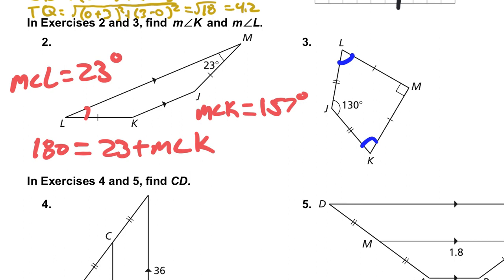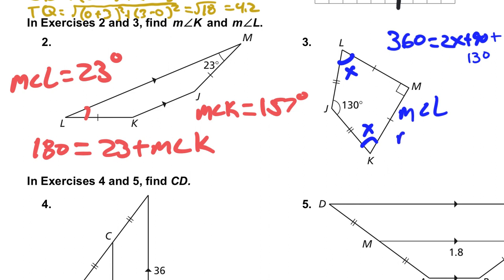So what do we do? If we look at this, those are the same. So if we put a little X here, because it is a four-sided shape, we know that total is 360, and that's equal to my two X's plus that 90-degree mark plus that 130 degrees. And when you solve, you're going to get that both angle L and angle K are worth 70 degrees.